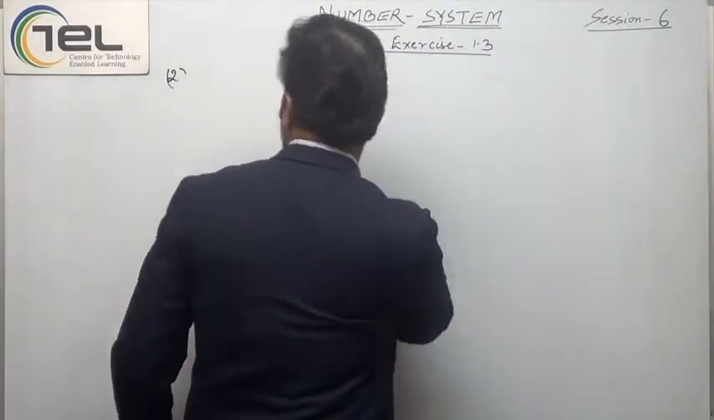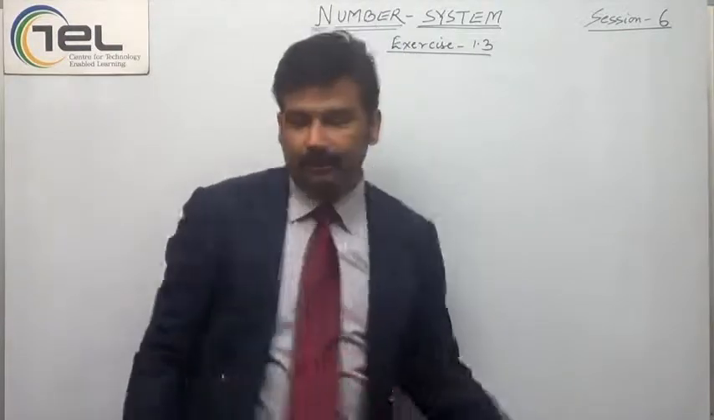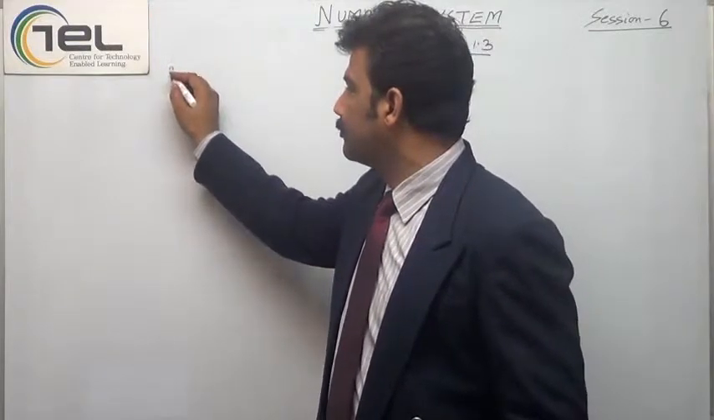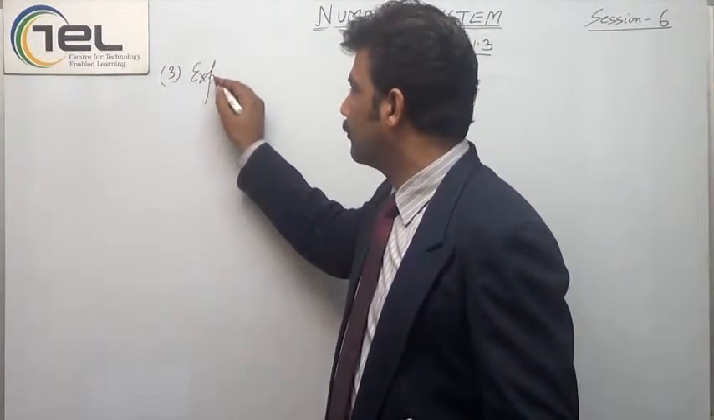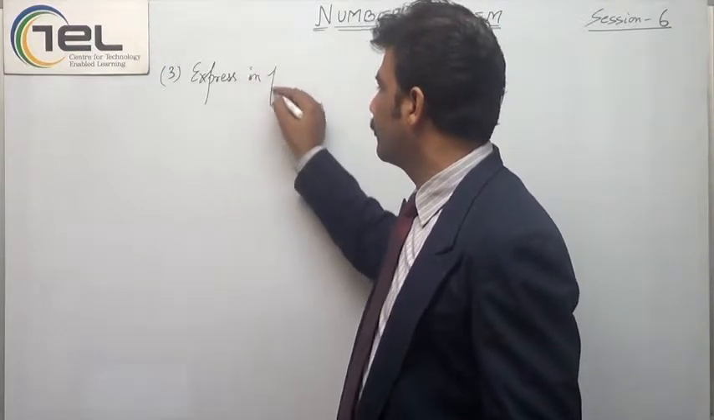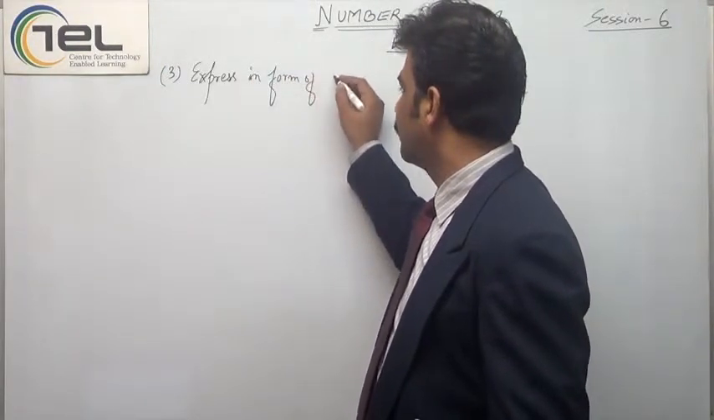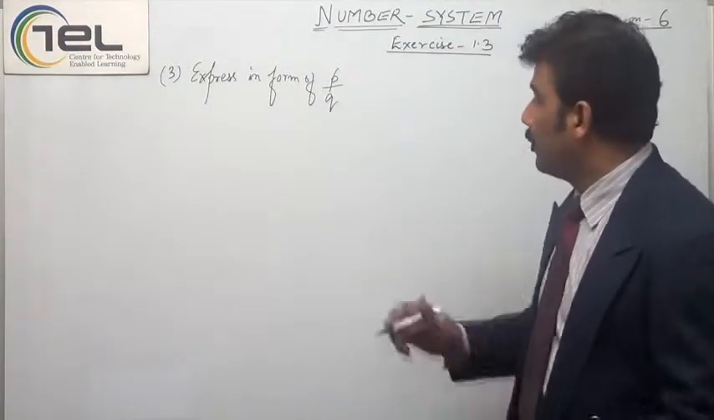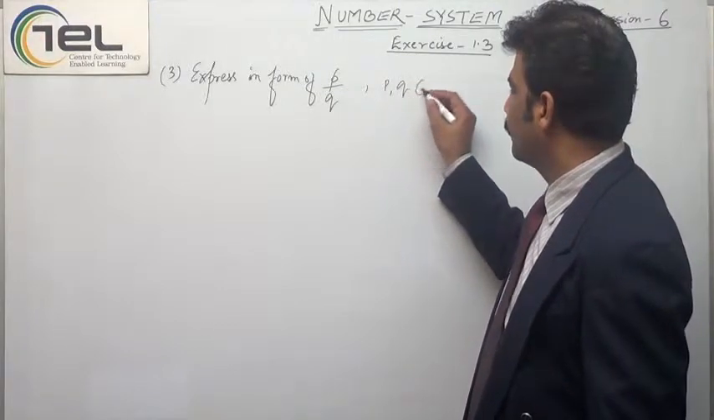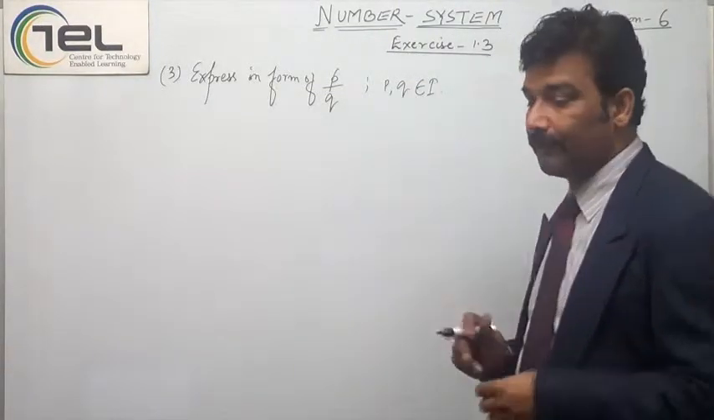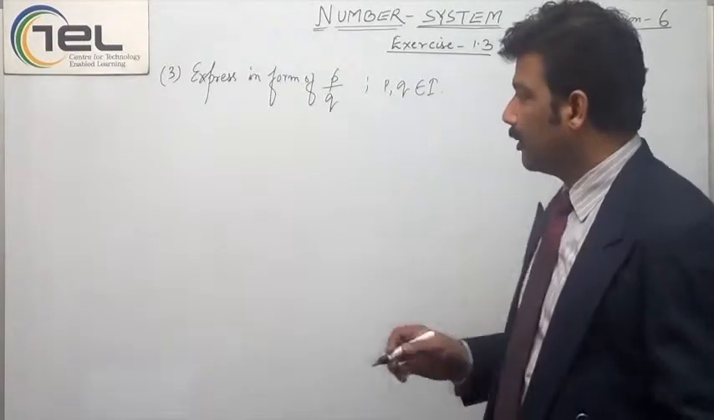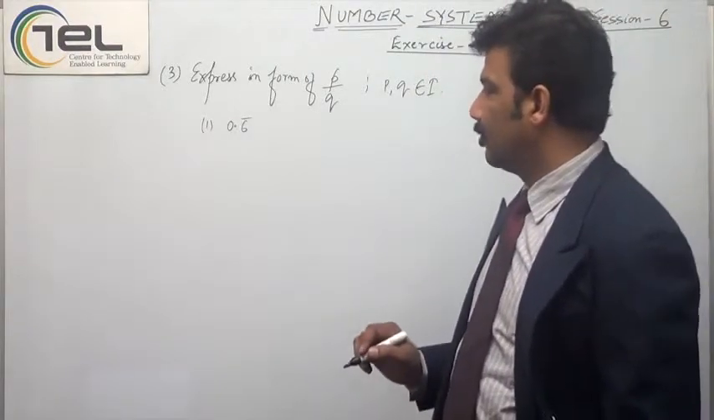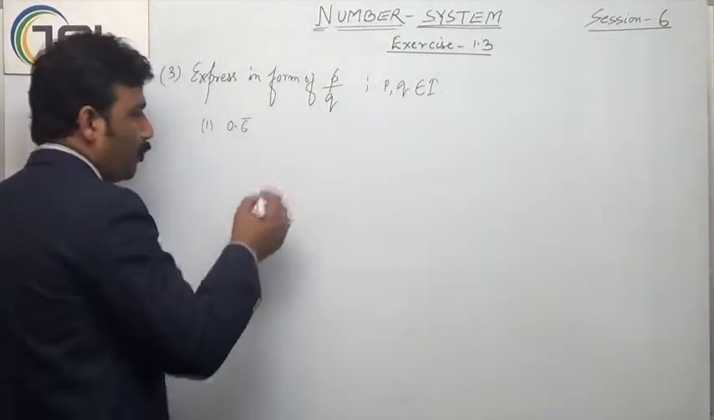Let's move to question number 3. Question number 3 is, express the following in the form of P by Q, where P and Q are integers. Okay, now the question is given. The first part is 0.6 bar. So 0.6 bar I will solve in both ways.